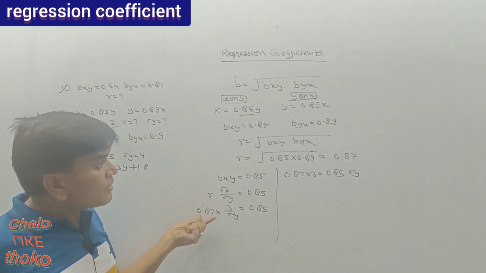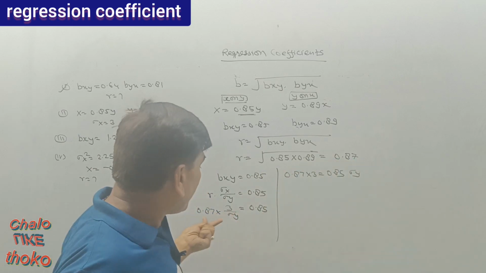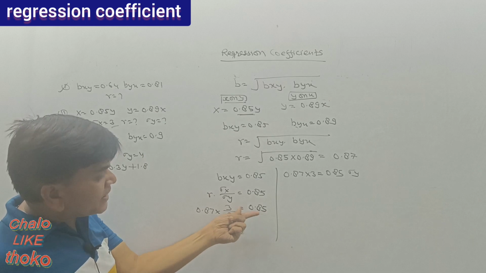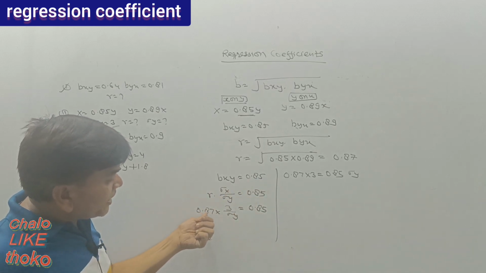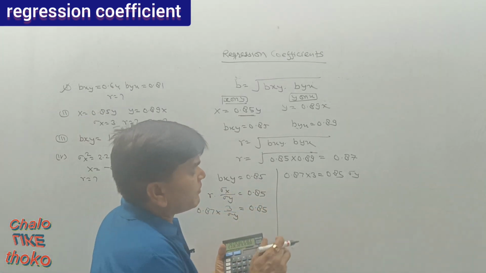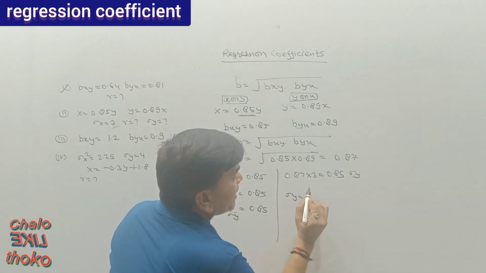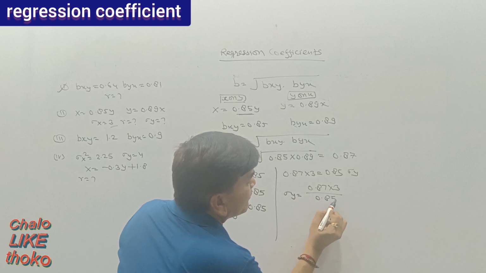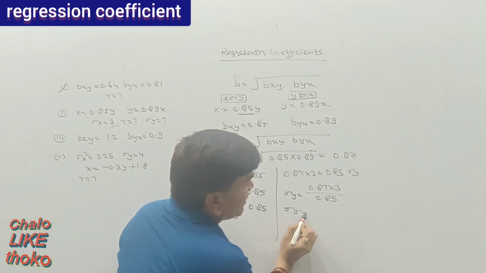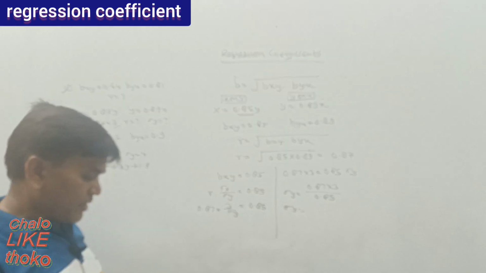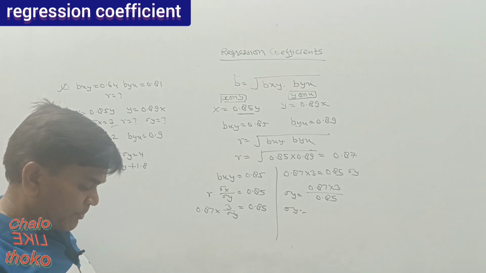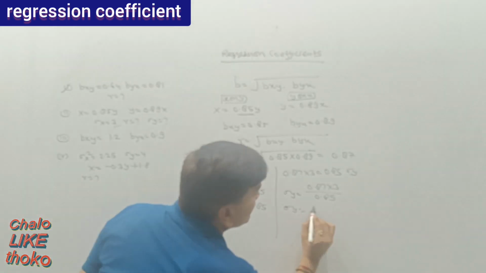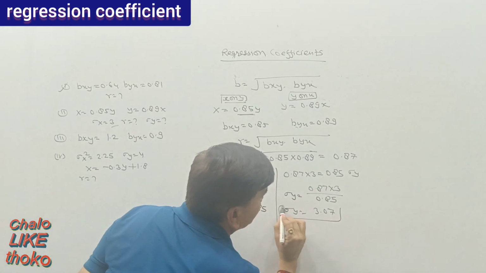So the value of r we have calculated is 0.87. Standard deviation of x is given as 3. Standard deviation of y we have to calculate, that is by cross multiplication, 0.87 multiplied by 3 divided by 0.85. So the value of standard deviation of y is 3.07.